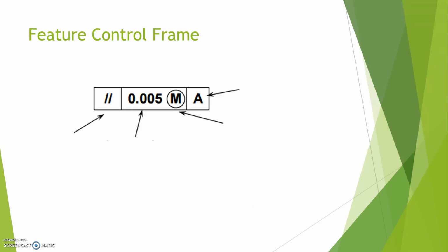This is what's called a feature control frame. That's where you find your geometric tolerances. This is the language that's used to indicate what you mean by your tolerance. So each of these sections has a specific purpose. On the left here is the symbol for the geometric tolerance. This is one of the ones you just saw on the previous page. It's the type of tolerance you're using. And next to it is the value for the tolerance, because there needs to be some sort of numerical value for it to be within.